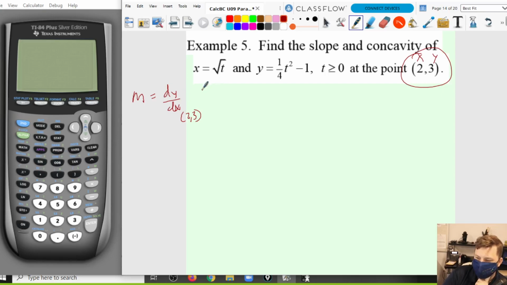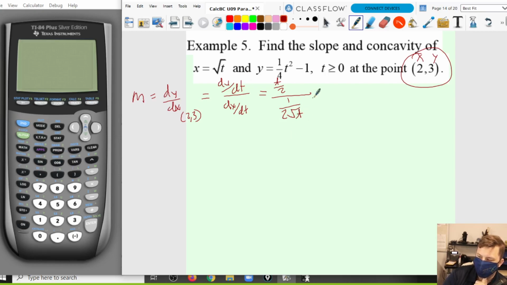So dy/dx is just equal to dy/dt over dx/dt, right? Okay, so what does dy/dt equal? The derivative of this top thing is going to be 1/4 times 2t, or t over 2 on top. Y prime is t over 2. And the derivative of this thing, square root of t, is going to be 1/2 square root of t.